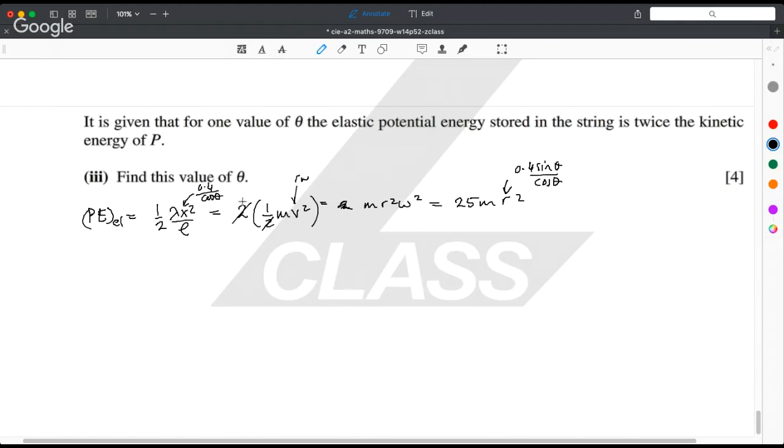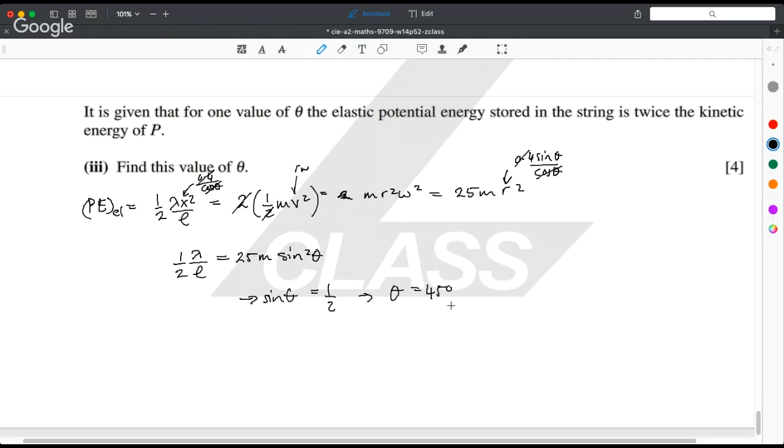So you see that the 0.4 on this side will cancel. Remember that they're both squared. So the 0.4 squared will cancel with the 0.4 squared, and the cosine theta squared will cancel with cosine theta squared. All that's left on the right-hand side is a sine squared theta. So 1/2 lambda over L is equal to 25 m sine squared theta. This gives you that the sine of theta is equal to 1/2, because we know lambda, we know L, and therefore theta is equal to 45 degrees. And that's all there is to it.